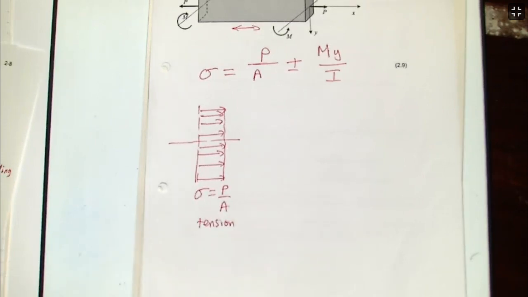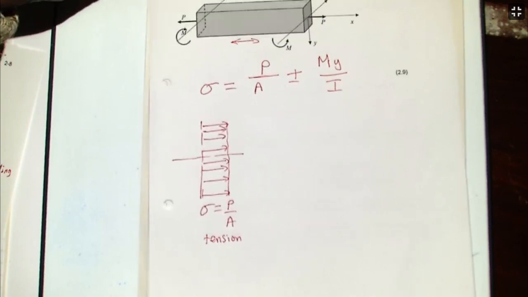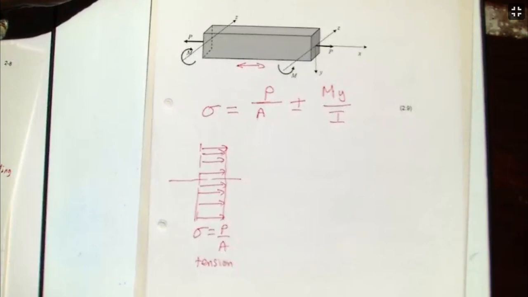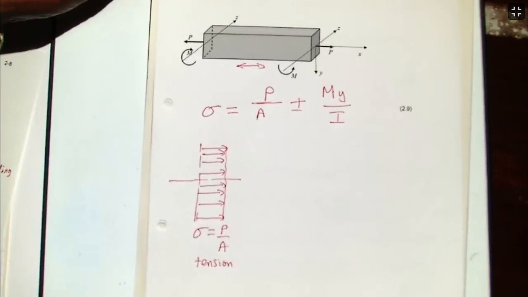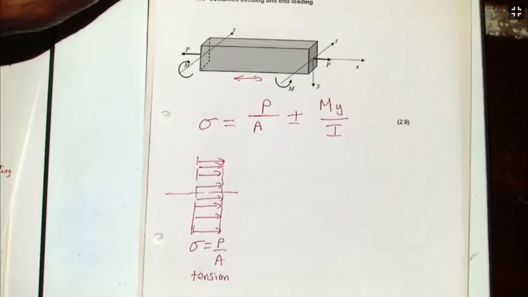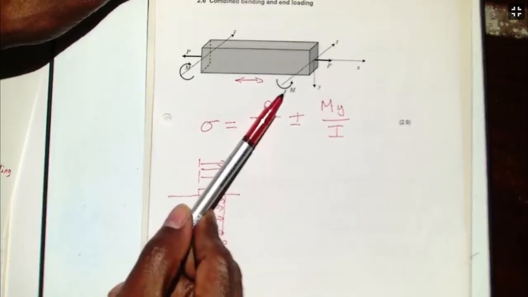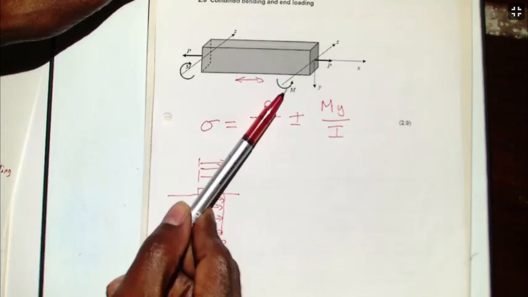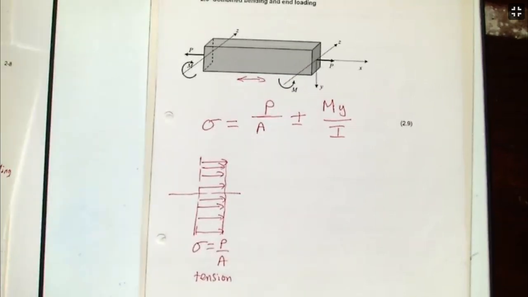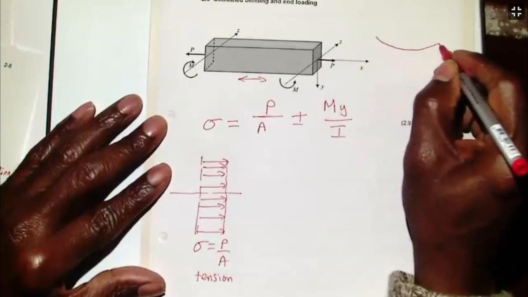So My over I, what is that? Is it a bending moment? Yeah. So you have that applied. If you apply a bending moment, the beam will bend. If the beam bends, you generate a stress. Remember what we've been discussing, if your beam bends like that.